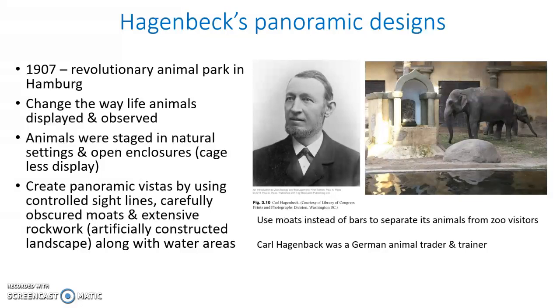So when we talk about zoo enclosure designs, we need to talk about Hagenbeck's panoramic designs. So in 1907, there was a revolutionary animal park in Hamburg. It changed the way live animals displayed and observed. Animals were staged in natural settings and open enclosures. So it is what they call a cageless display. You can't see the cage. It creates panoramic vistas by using controlled sightlines, carefully obscured moats, and extensive rockwork as artificially constructed landscape along with water areas. So they use moats instead of bars to separate its animals from zoo visitors.